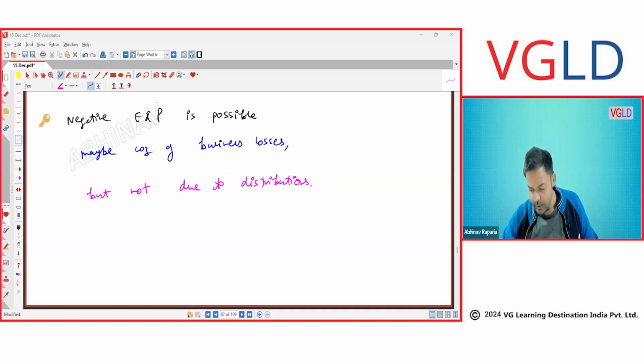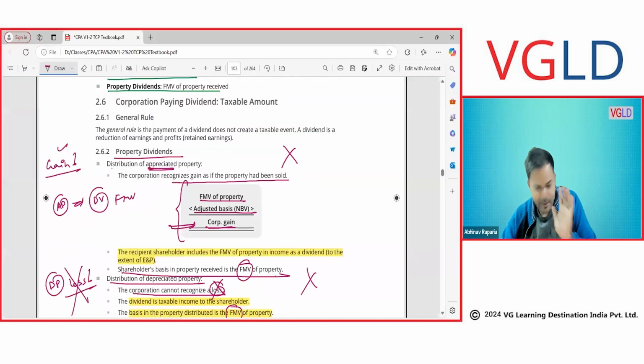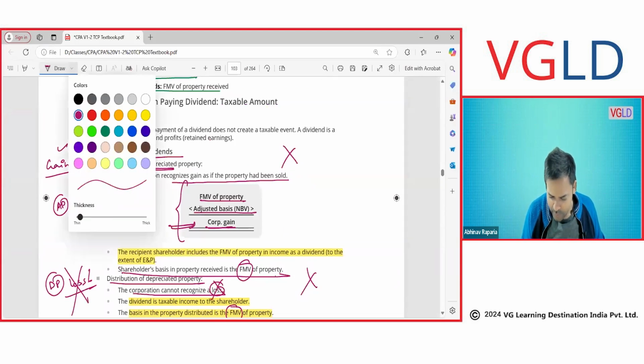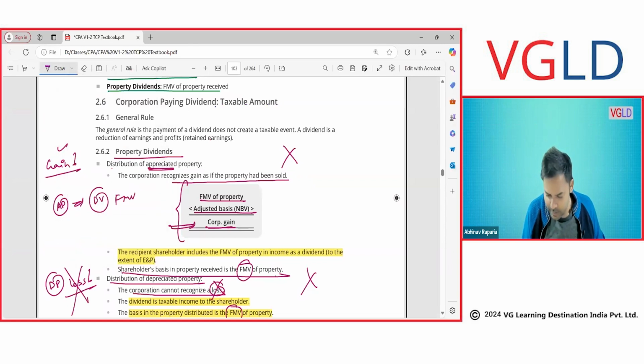Generally, I will not go into such detail, but there is one line given in your book. That's why I have to cover this. Otherwise, I don't cover it. This is not relevant for your exam purposes, I guess. But here, the general rule is given.